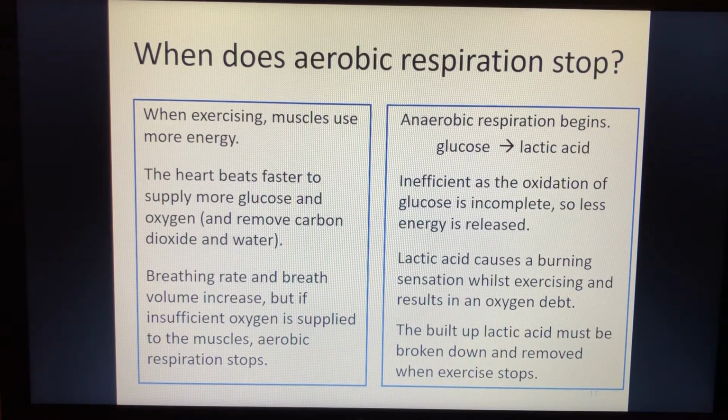It's the absence of oxygen; the glucose is still there, and it is broken into lactic acid, releasing some energy. It's inefficient, it doesn't release as much energy, and the buildup of lactic acid causes a burning sensation when you're exercising and results in oxygen debt, which we'll talk about in a minute. The built up lactic acid must be broken down and removed when the exercise stops. As soon as you stop exercising, you feel that relief in the muscles as the lactic acid is removed and the oxygen debt is paid back.